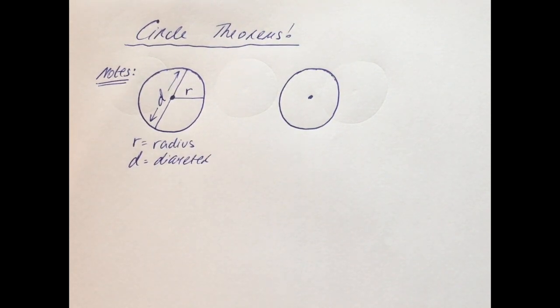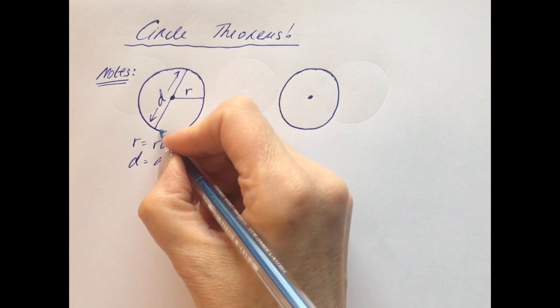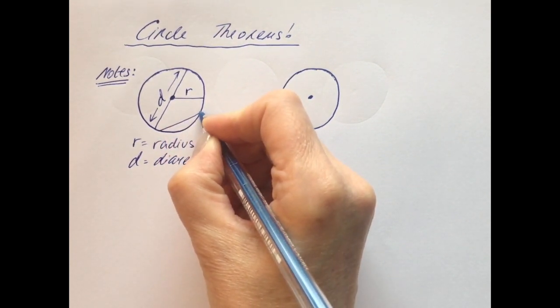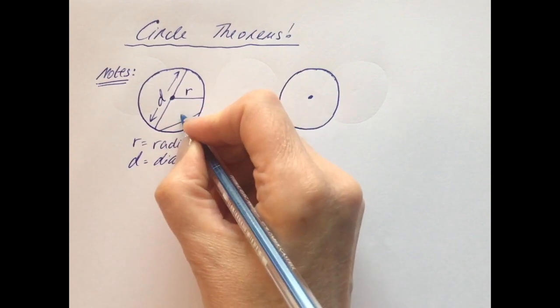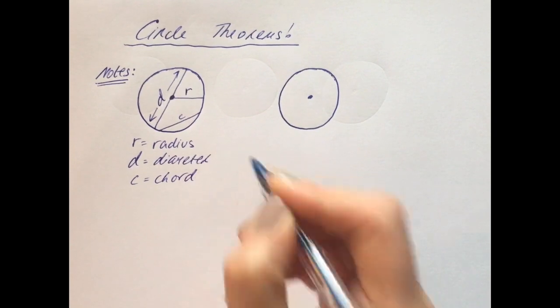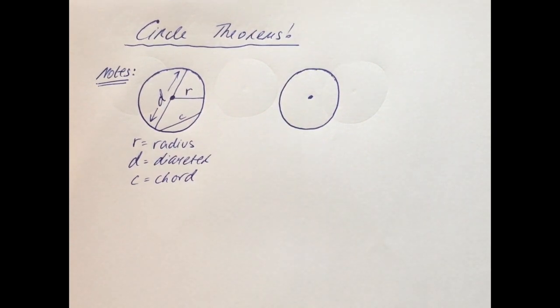The other little note I want to add here is if you have a line going from one side of the circumference to the other side of the circumference, but not through the center, it is what we call a chord. All right, so just a little bit of terminology there before we get into our theorems.